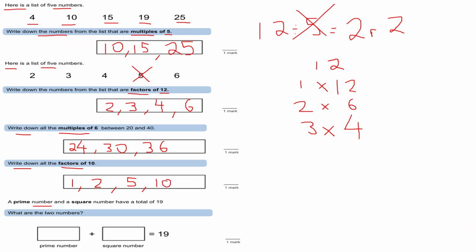A prime number and a square number have a total of 19. What are the 2 numbers? Okay, so remember, a prime number is a number that has explicitly 2 distinct factors, 1 and itself. Okay, 1 is not prime, that's quite a common mistake here. It's a really common mistake that my students make year upon year, unfortunately. So 1 is not prime because 1 has 1 factor, namely 1.